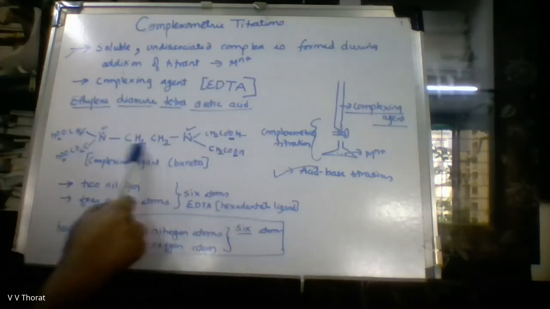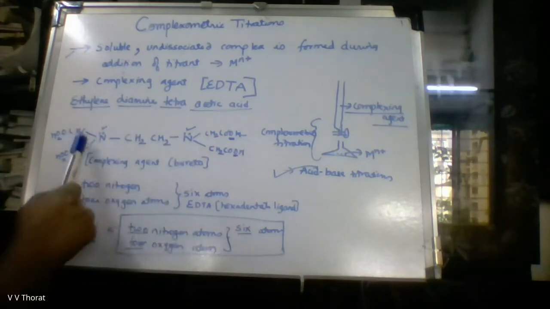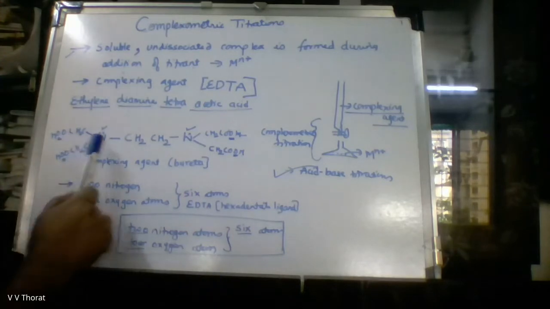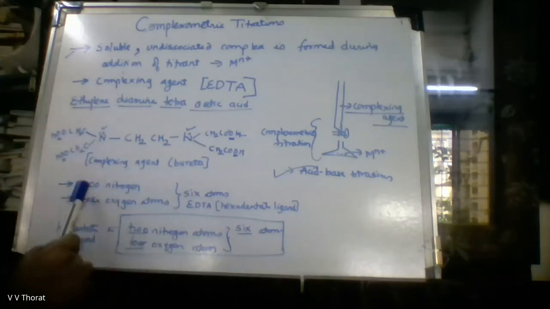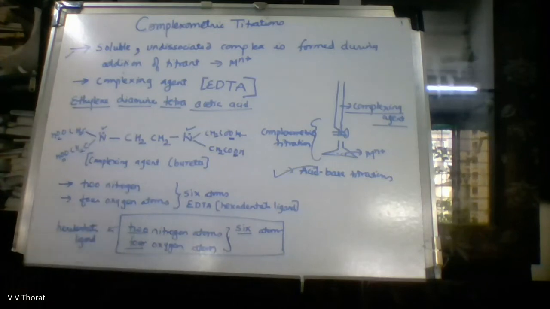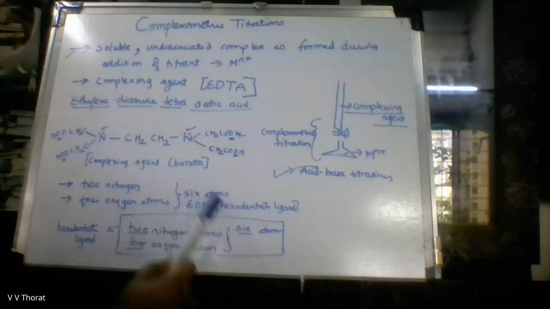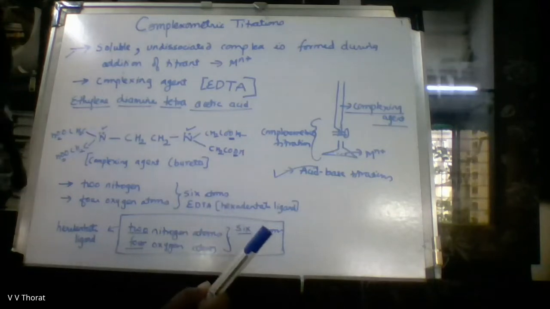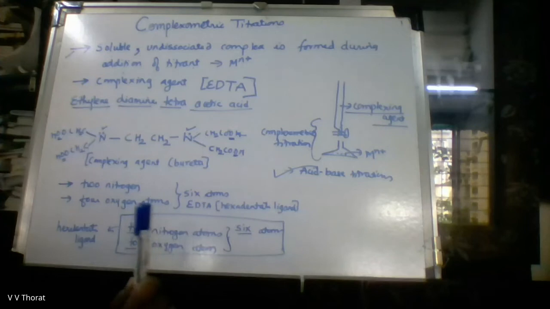Formula: this is the ethylene group, diamine, and you have tetraacetic acid. Please write it in your notebook. Whatever I am telling you is very, very important. Ethylene diamine will coordinate to the metal ion through two nitrogen atoms. And how many oxygen atoms? Four oxygen atoms. So total how many atoms are there for coordination? Six atoms. And hence EDTA is a hexadentate ligand. I hope this much part is clear.